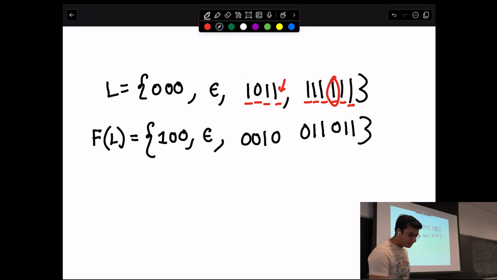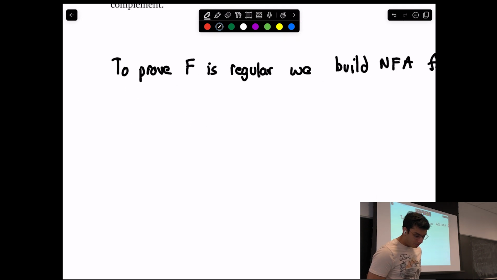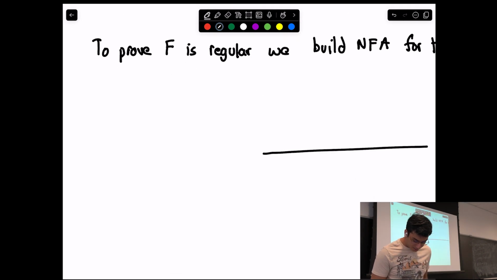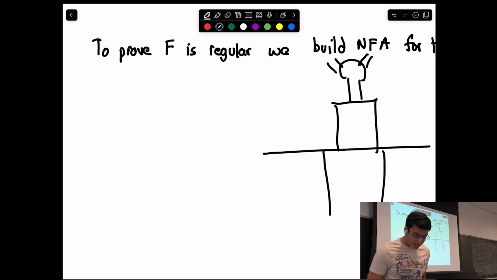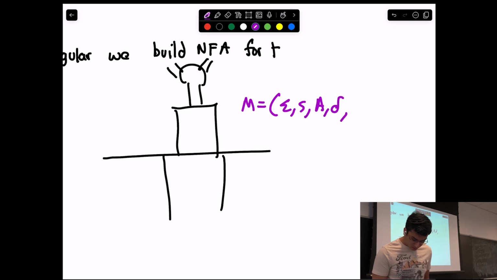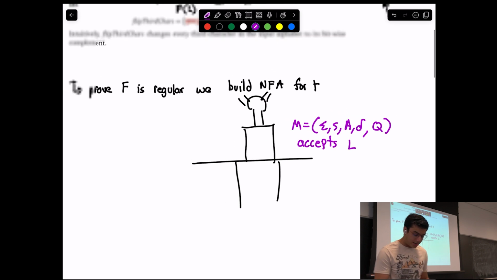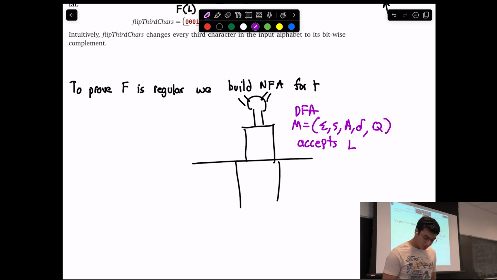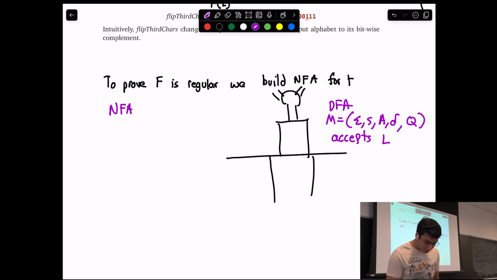So we want to build an NFA that accepts this language. In order to do that, here's a simple diagram I always like to draw. This is my machine M, a DFA, that accepts L. And I want to build an NFA that accepts F of L.